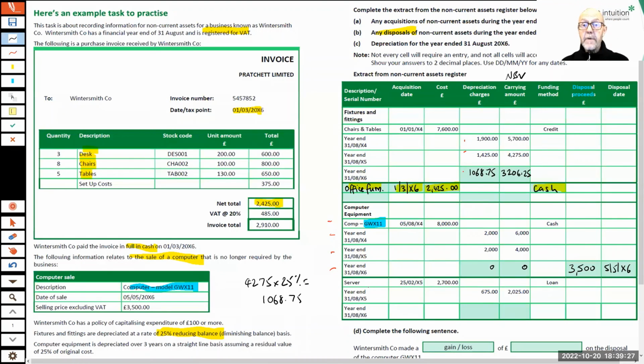Our server, which is a piece of computer equipment. Computer equipment is straight line, which means it's the same charge each year. So we don't actually have to work out what the charge is going to be for this, because it's the same asset as before. But we do have to work out how much of its value is left. 1350.